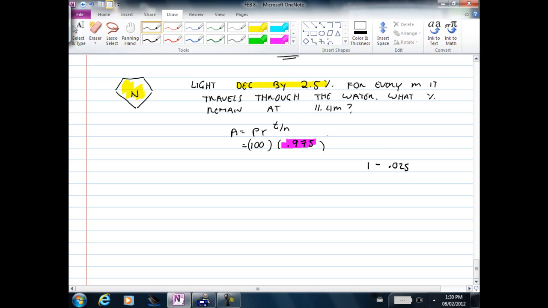My T value is right here. That's my T, 11.4. But what is N? 1. Because, like I said, the key word. I look for keywords: every, per, each. They all mean the exact same thing. 1. Go ahead, plug in right now, and let's solve this.